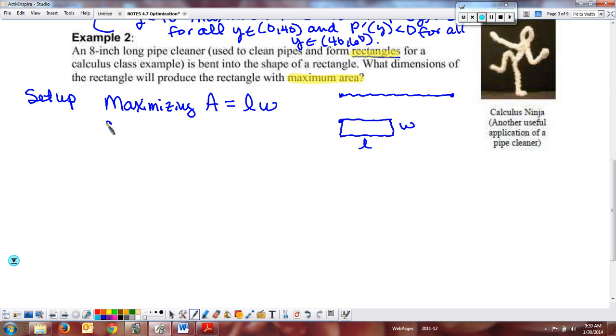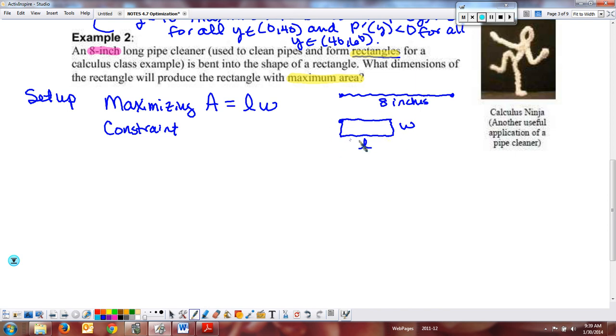Then I come in, I look for my constraint. The constraint relates the length to the width. And so you look through the problem and ask, what do I know about this length and this width? Is there anything in there? Well, the first thing is they gave you that it was an 8-inch long pipe cleaner. So this is 8 inches long, of which I'm bending it up into this shape.